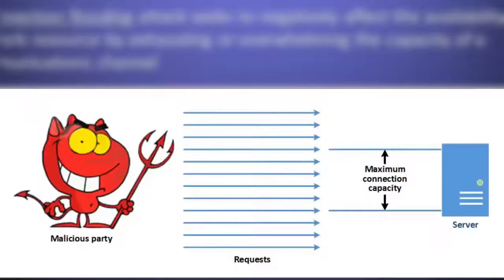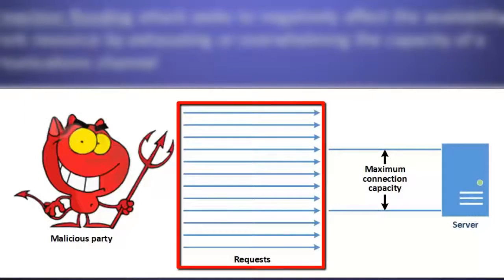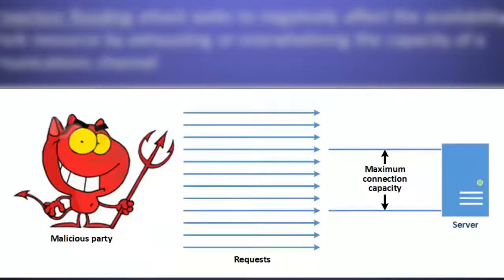Generally speaking, a connection flooding attack works by simply overwhelming the communications channel or the server by sending it more requests than it is physically or computationally capable of handling. With so many malicious requests being directed toward the server, requests from legitimate users cannot be handled in a timely fashion, if at all.